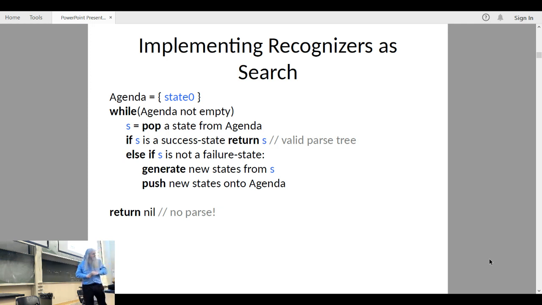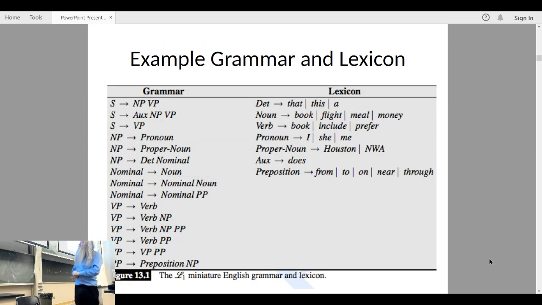Here's a grammar. It's a very simple grammar, and it really only deals with aspects of flight, so booking flights. What I'd like you to do is, can somebody give me a sentence that's valid for this grammar?